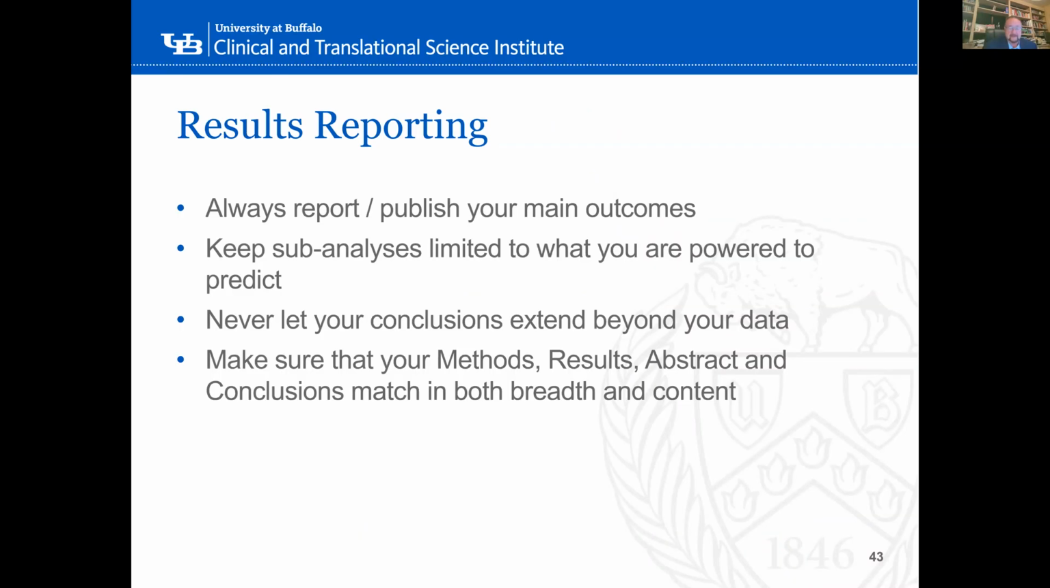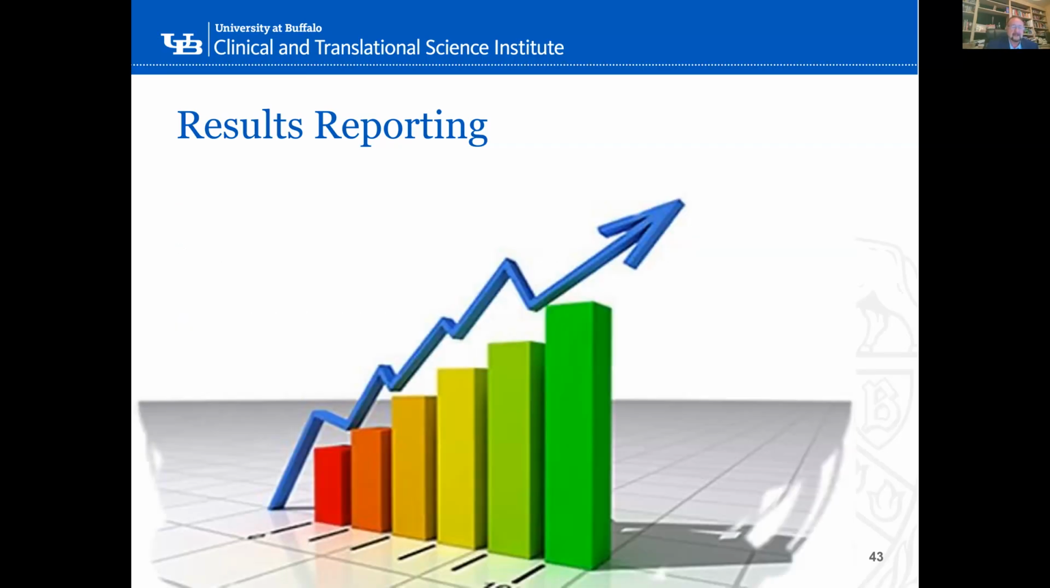I'm an editor-in-chief of a high-impact Q1 journal, and only 2.5% are Q1. And one of the biggest problems I see is people making claims that extend well beyond what their data shows them. Make sure your methods, results, abstract, and conclusion match in both breadth and content. Nothing annoys an editor more than a disjointed article. And we should definitely be increasing the reporting of negative results, which is a priority.